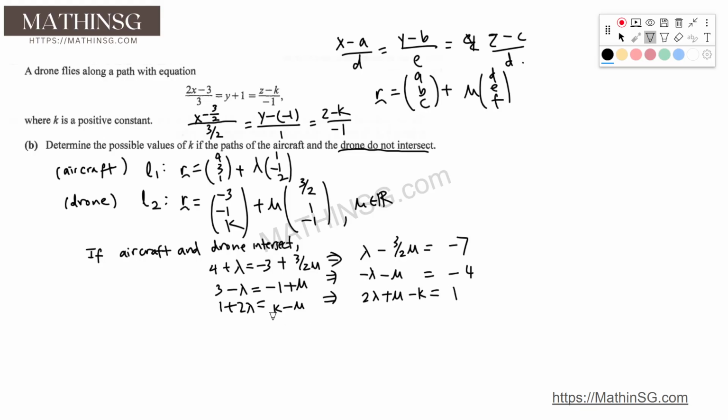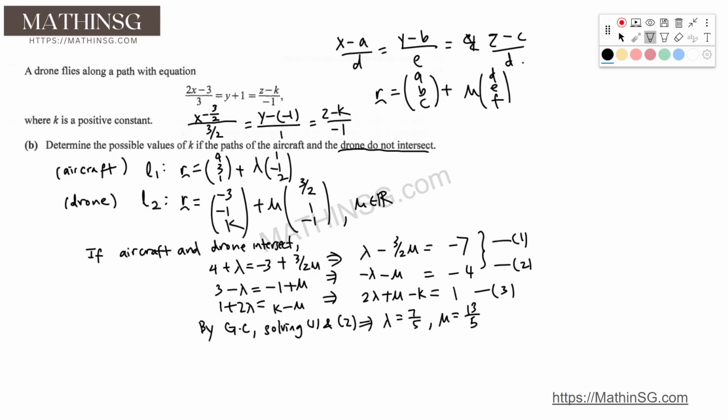Okay, so now that I have done this, I can actually solve. Let me use equations 1 and 2, and let me call this 3 later. By GC, if I solve 1 and 2, it will give me lambda equals 7/5, and then my mu gives me 13/5.